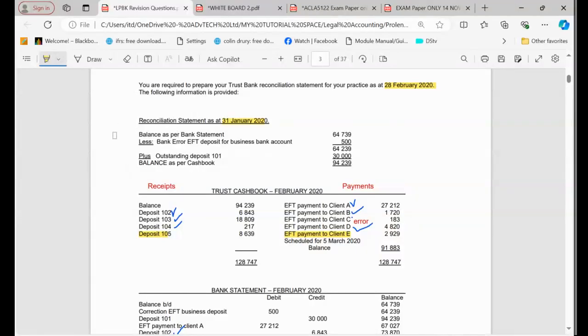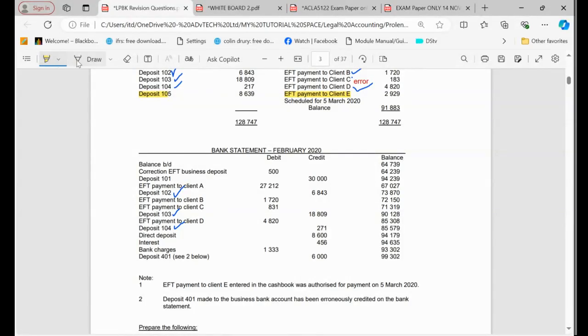Yes. So again, you must check if some of the items are still outstanding, because it can happen that some items are still outstanding. Can you see now? Yes. Can you see last month we had an outstanding deposit of how much? 101, the deposit 101, yes. Is it appearing now? It appears on the bank statement, yes.